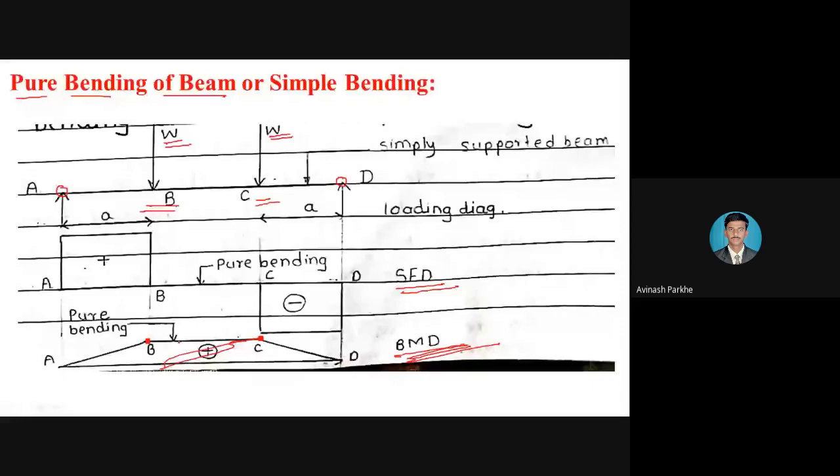But if we look at this same portion in the shear force diagram, this is point B and this is point C. In the case of a shear force diagram, this is point B, this is point C. Whether that shear force is maximum or whether shear force is 0, please tell me.